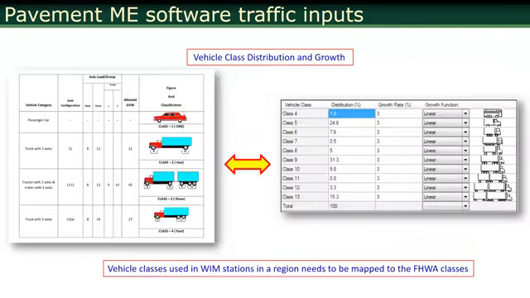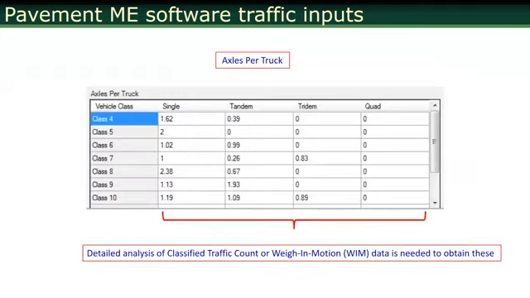This is the class 5, right? It says it has 2 single axles, okay? And no tandem, no tridem axles. Class 4 has 1.62 axles. Why is it a fraction, 1.62? How can you have 1.62 axles? Either you have an axle or not, right?